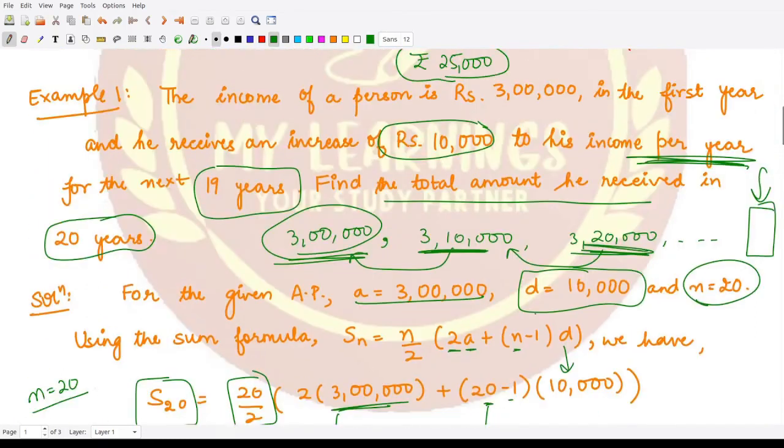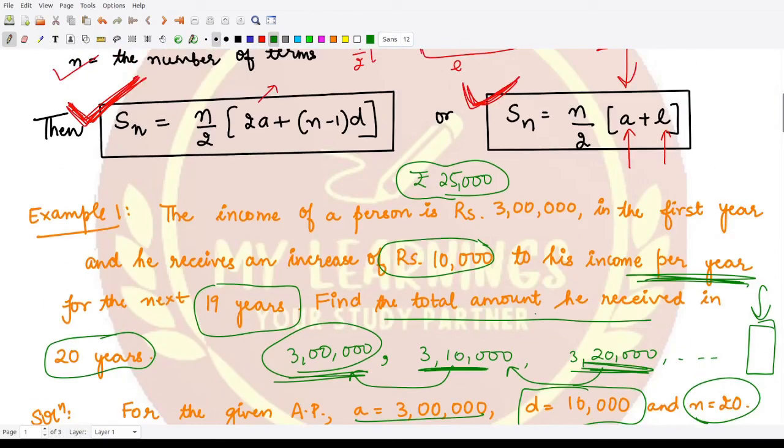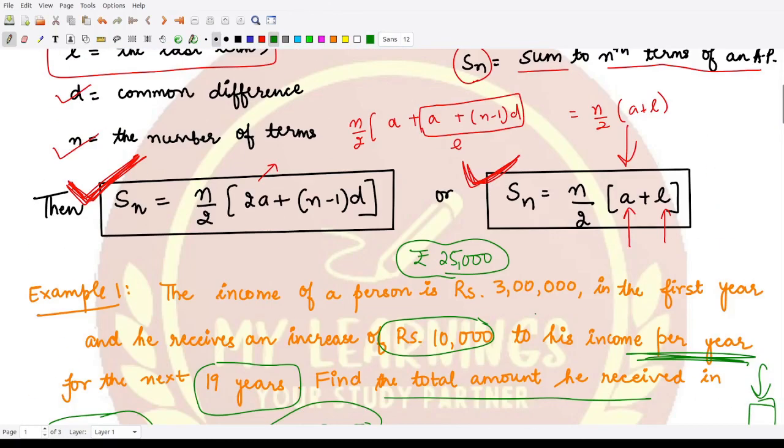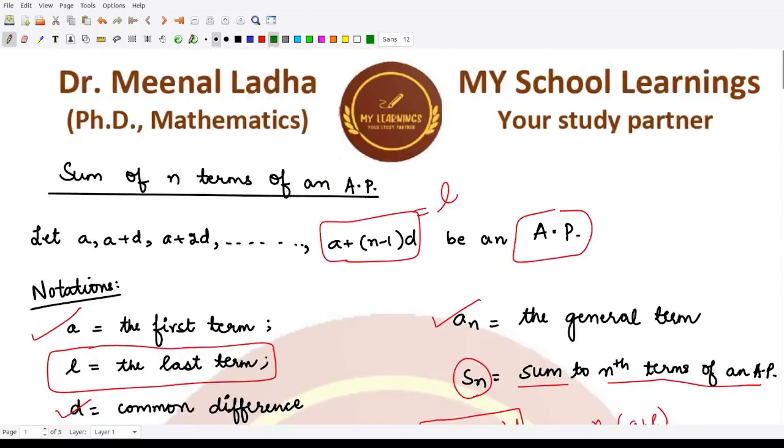Correct. So I hope you understood this formula to calculate the sum up to n terms of an AP through the help of an example.